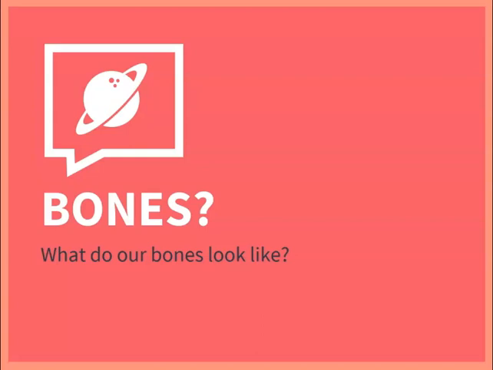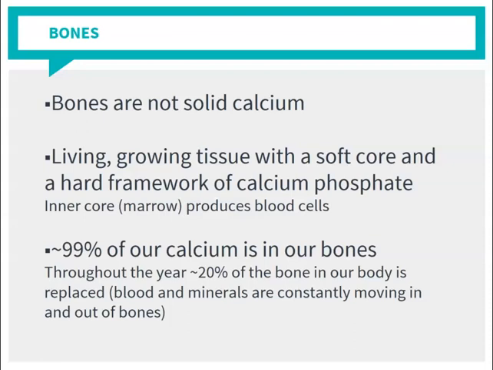Next thing, pause this and quickly draw a picture. What do you think our bones look like on the inside? So what do our bones look like? So bones are not a solid calcium. They're this living, growing thing with a soft core. They have the hard framework of calcium and phosphate. That core in the middle is that marrow, which helps produce the blood cells.